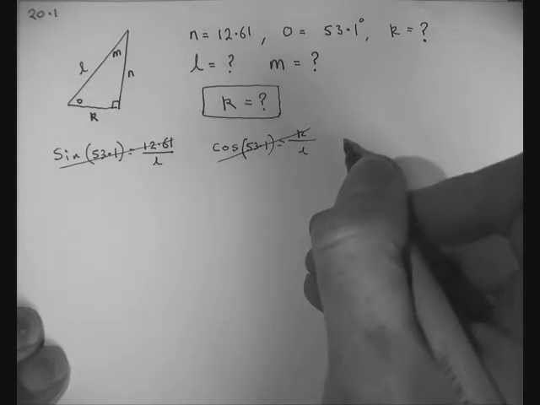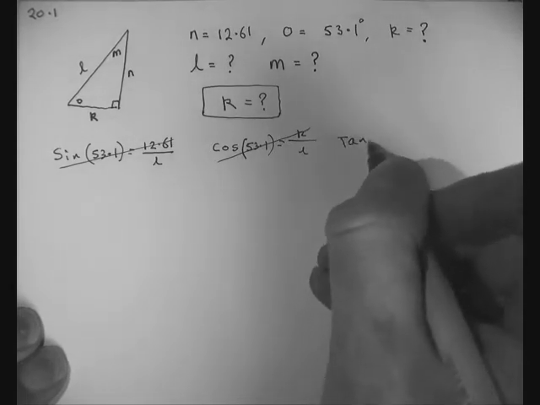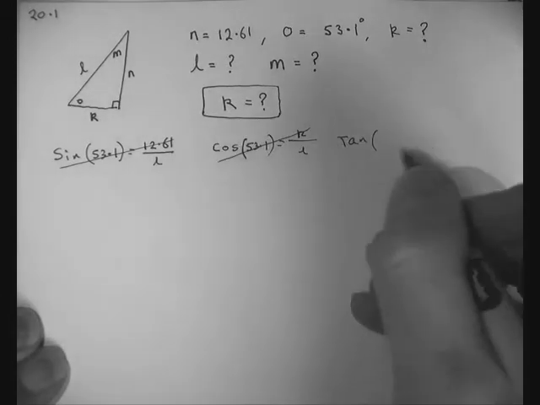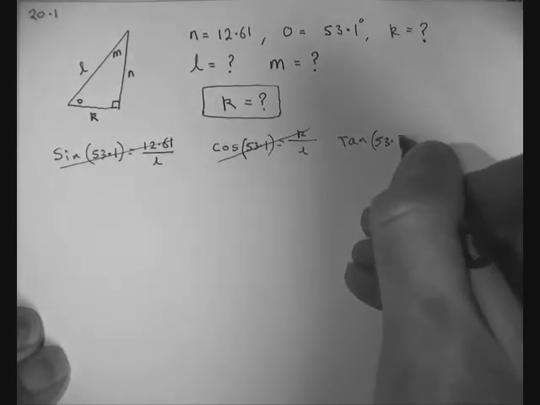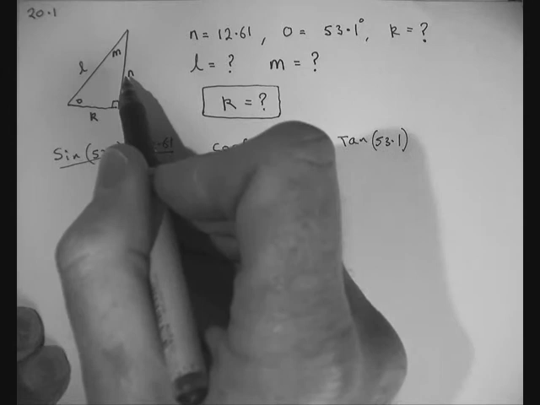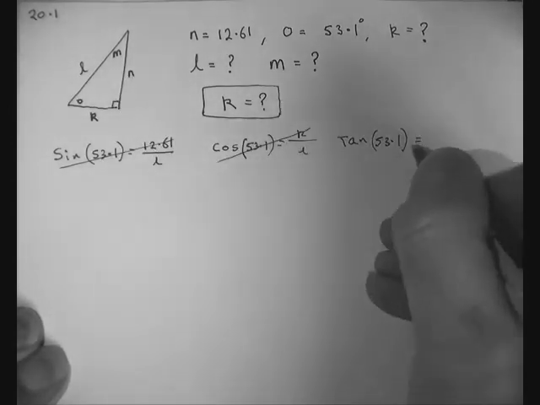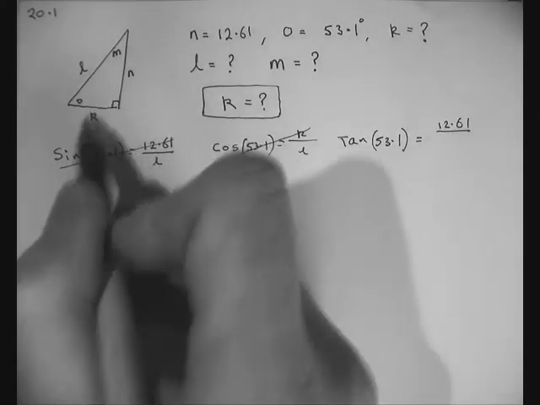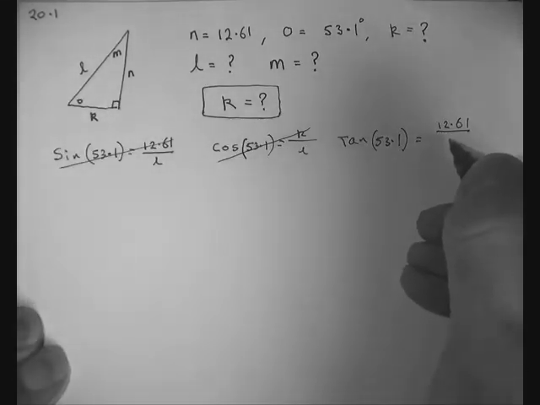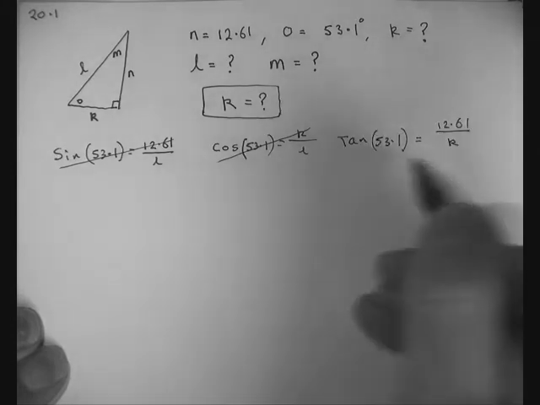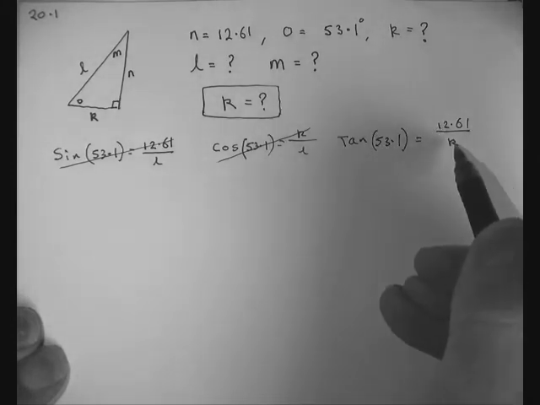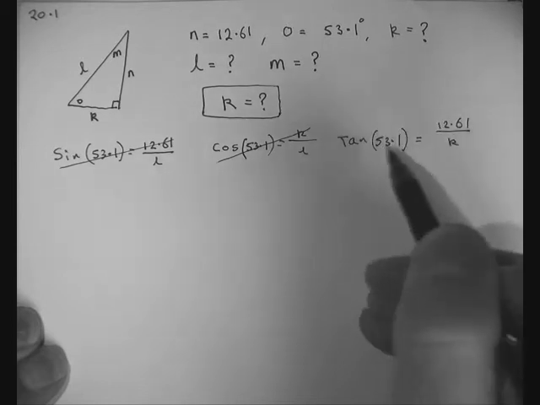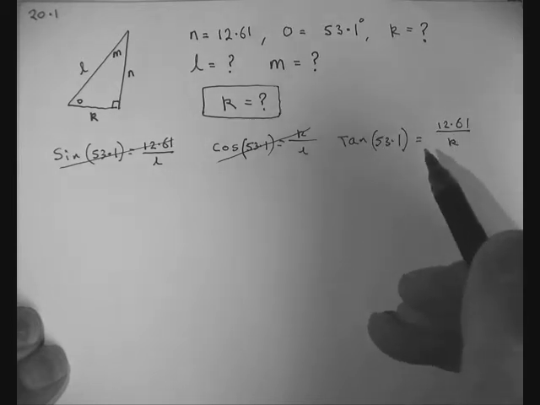Next tool at our disposal is the tan. So the tan of the angle O, which is 53.1, is equal to the opposite, which is N, and N is 12.61 units, divided by the adjacent, which is K. K is an unknown. We put this in here. So the opposite over the adjacent. This will work for us because there is only one unknown. So we can rearrange this equation to find K.